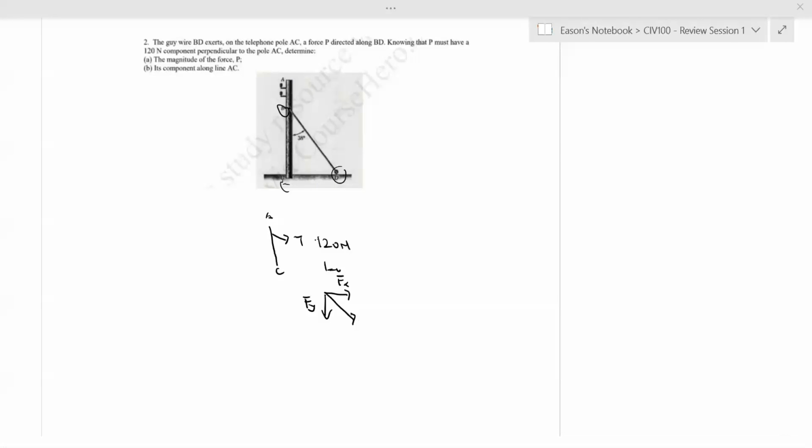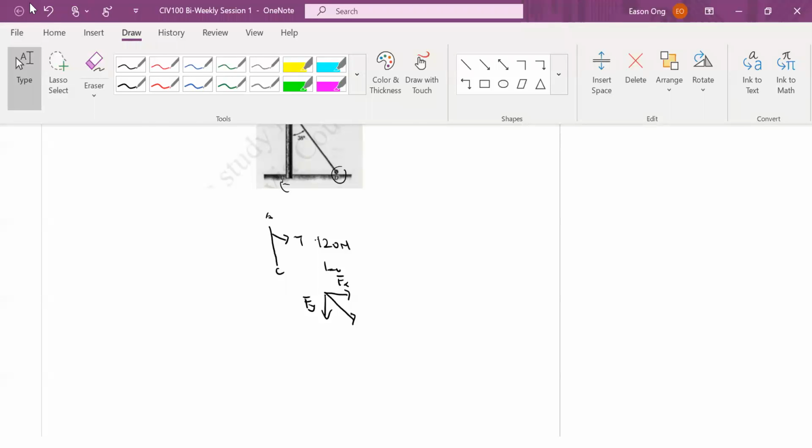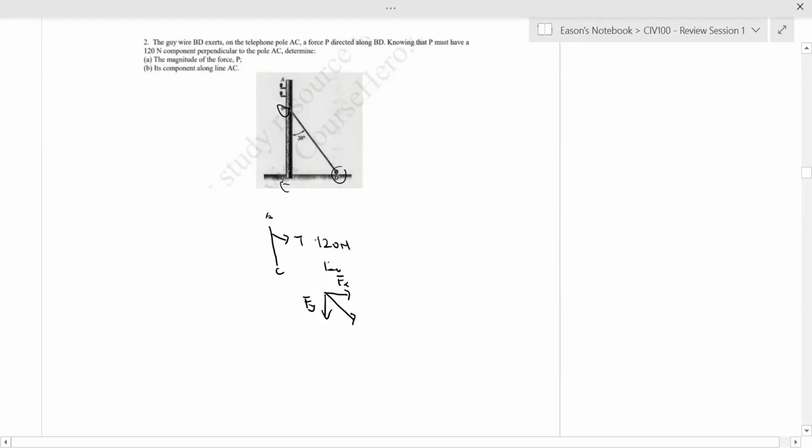Let me go back to my notepad. Okay, so all it's telling me is that there's 120 Newton in the Fx direction, right? And I'm being asked, what is the force T, knowing that this angle is 38 degrees? So that is really all the question is asking.